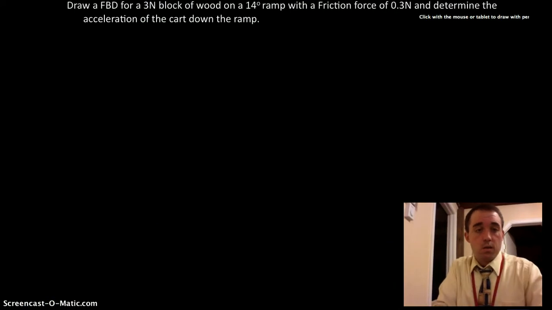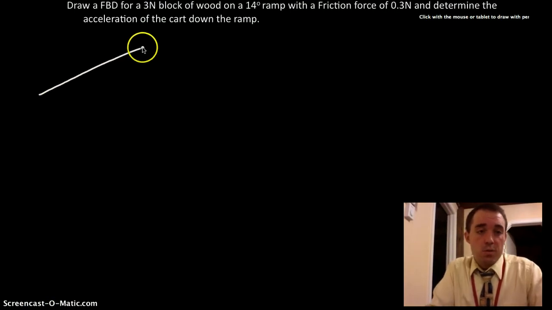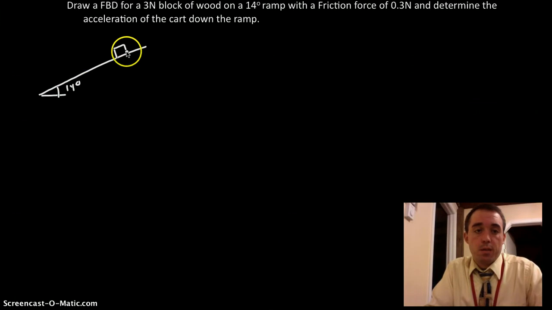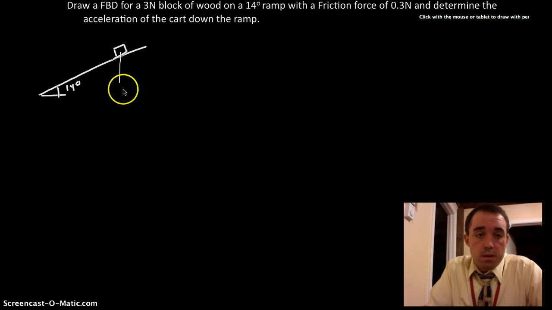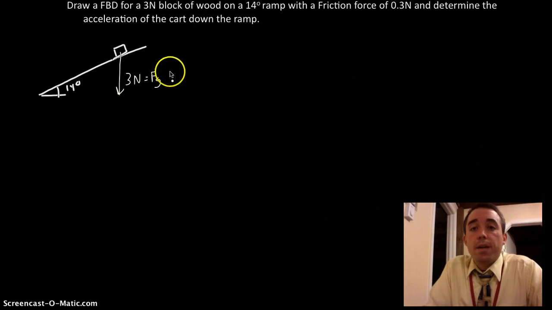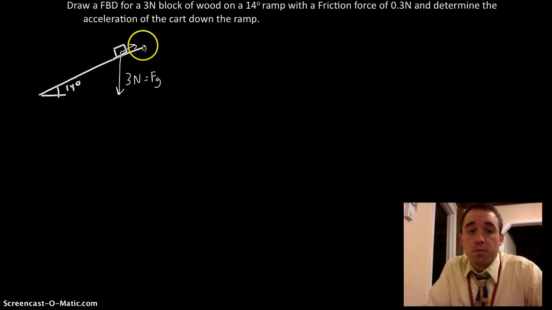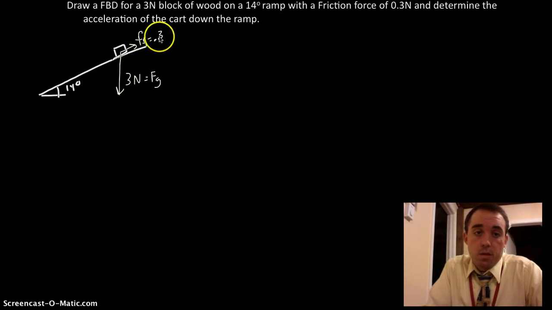All right, so for carts or for ramps, I always just draw it up and to the right. Doesn't really matter though. 14 degrees, and I always draw my object up near the top. So there is always the force due to gravity, and in this case that force of gravity is 3 newtons. And there is the force of friction pulling up. The block wants to slide down, so the force of friction is going to be pulling it up. And that's a force of friction of 0.3 newtons. And we'll have the normal force that we've got to figure out.